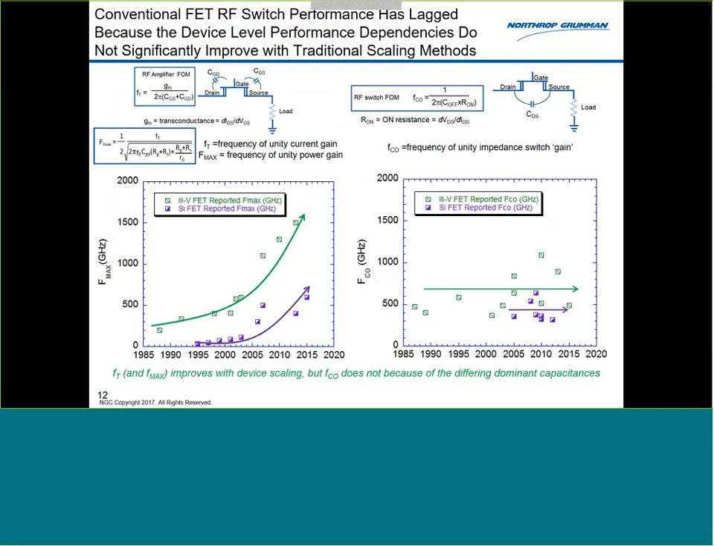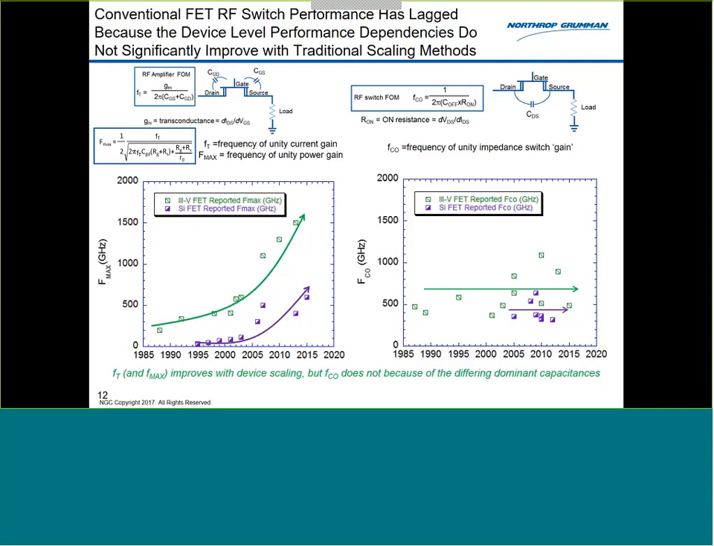So if I go and look at just FETs now, why is it that I can't just get a FET that just works great? I should, right? I mean, amplifiers keep on getting better. And in fact, if I look at the figures of merit for amplifiers, both FT and FMAX, FT is the theoretical frequency at which you reach unity current gain, and FMAX is the theoretical frequency at which you reach unity power gain.